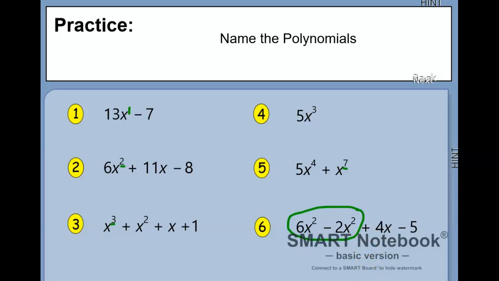Now, number 6 is a little bit different because these 2 terms can be combined. So before you name a polynomial, what you need to do is combine any like terms. So 6x squareds take away 2x squareds means I have 4x squareds plus 4x's minus a 5. So this is a trinomial that's a second degree, also known as a quadratic.